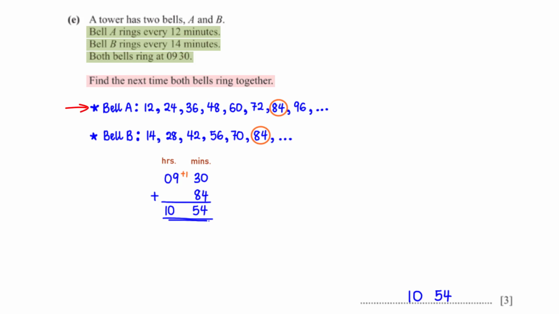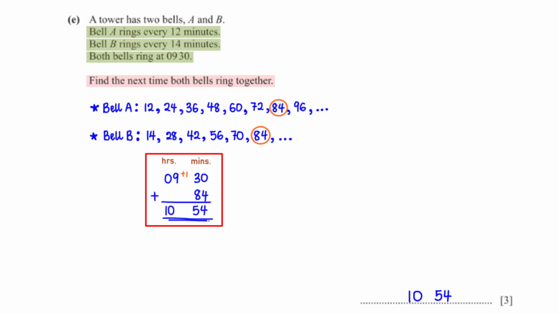If bell A rings after every 12 minutes and bell B rings after every 14 minutes, then by finding the LCM of 12 and 14, we get the time duration when the bells ring together, and that is 84 minutes. Now that we have the time duration, the next time the bells ring together is 9:30 plus 84.